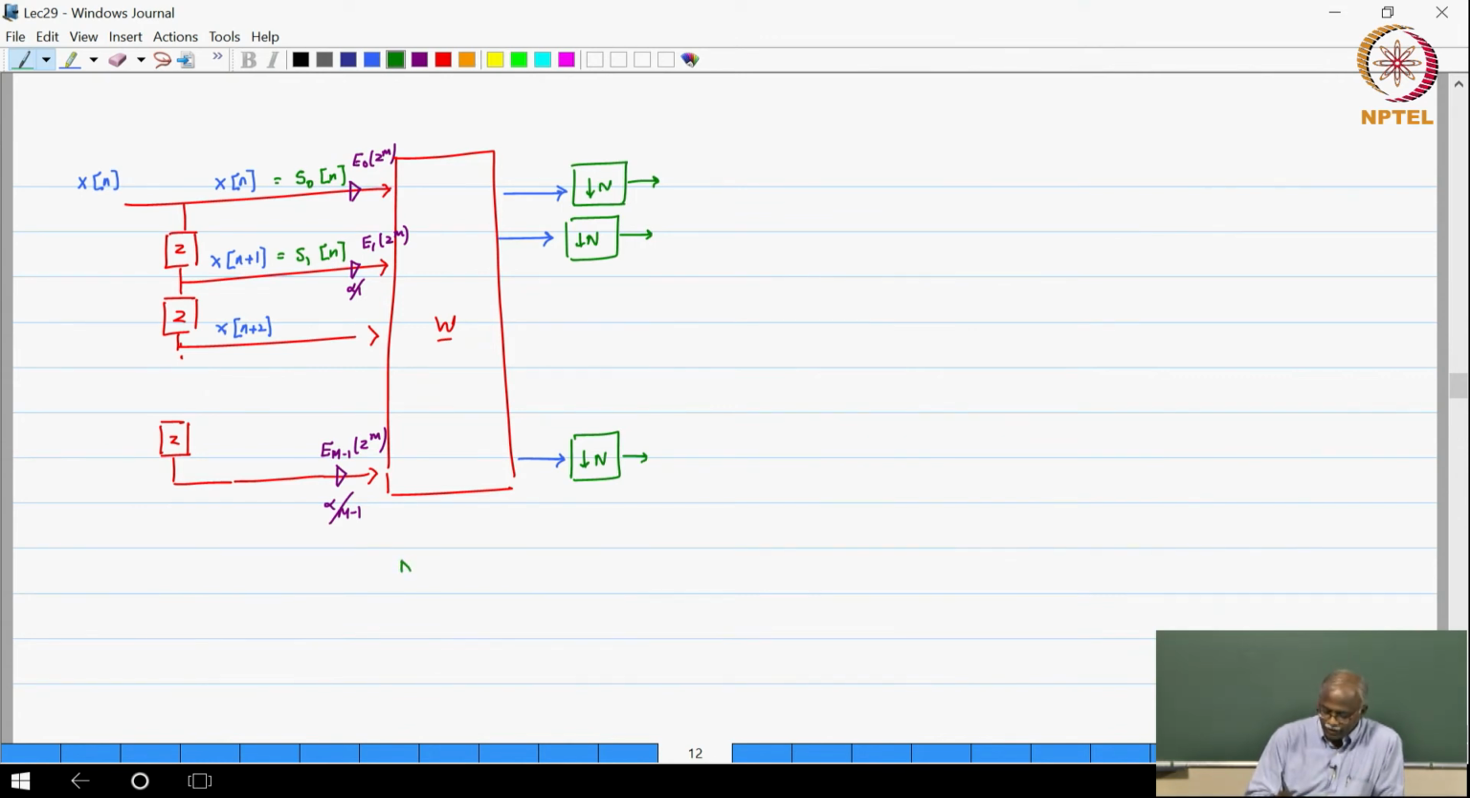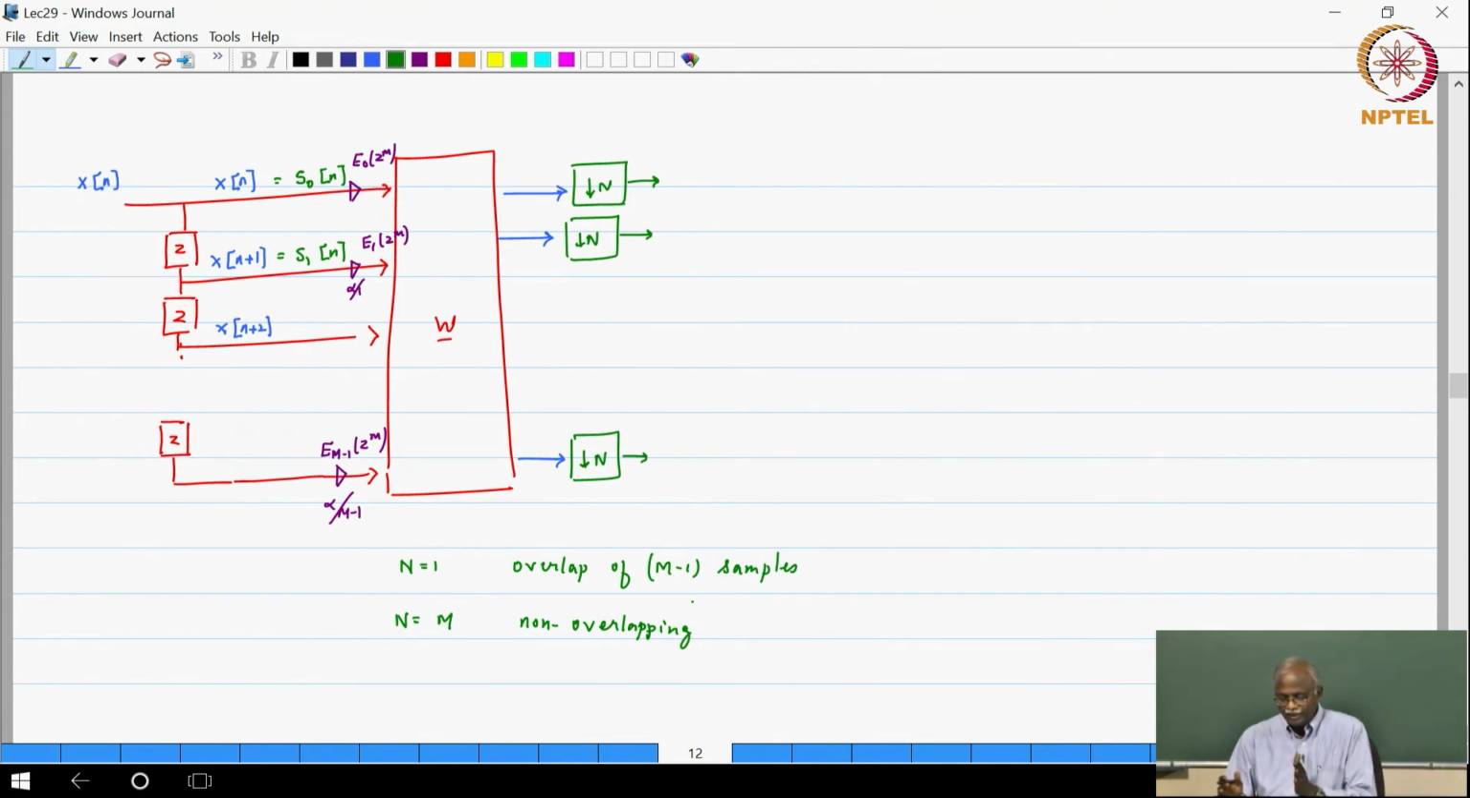So, if you take n equal to 1, then what you get is just a sliding block where you have an overlap of m minus 1 samples between successive DFT computations. If you take n equal to m, then you get strictly non-overlapping blocks, and of course anything between n equal to 1 and m would be various degrees of overlap. A popular one would be n equal to m by 2, which will give you 50% overlap.